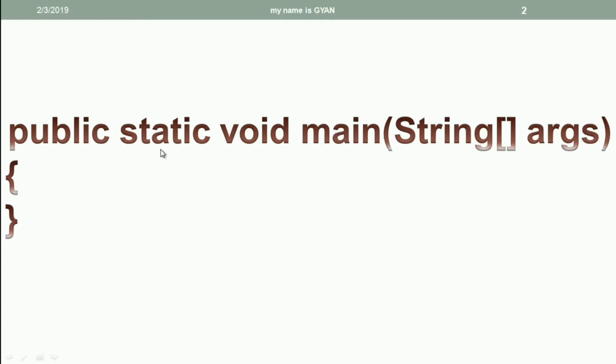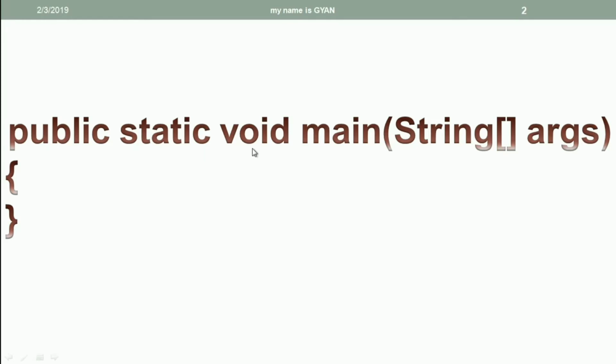The method main is also static because the JVM has to execute the method main without creating an object of the corresponding class. That's why the method main is also static, so that it can be executed without creating an object of the corresponding class.